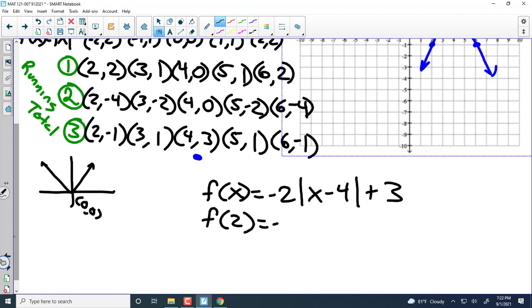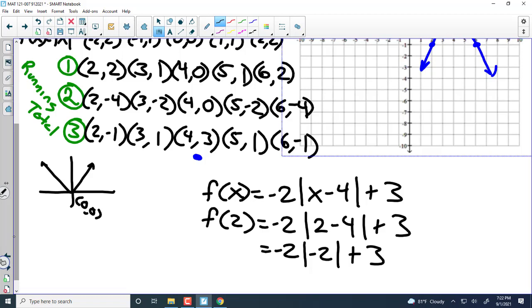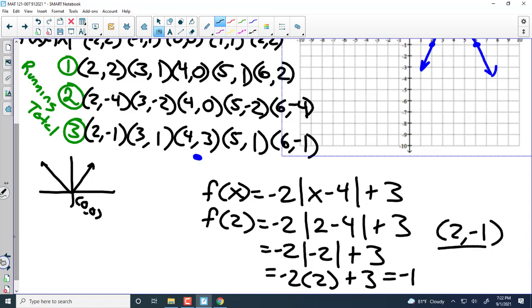I plug a 2 into this function. Like that. 2 minus 4 is -2. Absolute value of -2? 2. -2 times 2 is -4, plus 3 is -1. That means when I plugged in the ordered pair 2, I got -1. Awesome. It works with each of the 5 ordered pairs.